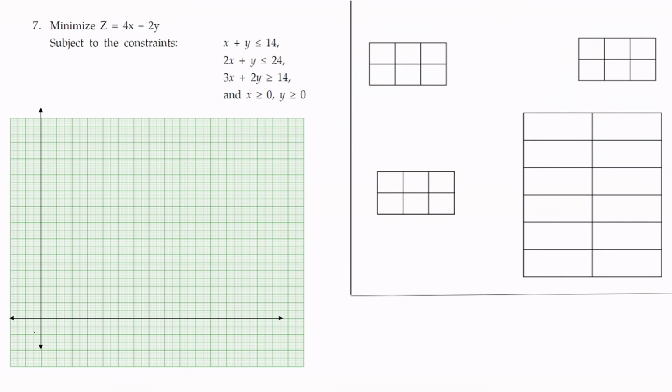So let us take a graph sheet, mark the x-axis and the y-axis. So we have the constraint x plus y less than or equal to 14. So let us draw the line corresponding to x plus y equal to 14. When x is 0, y is 14, and when y is 0, x is 14. So let us take the scale as 1 centimeter is 2 units. So it is 2, 4, 6, 8, 10, 12, 14, 16 and so on.